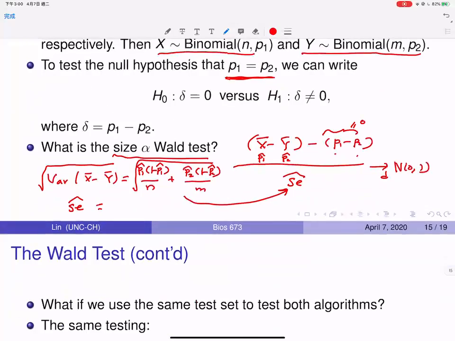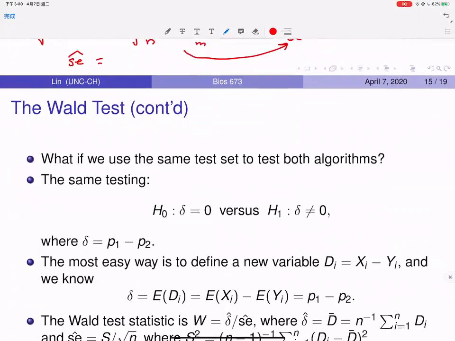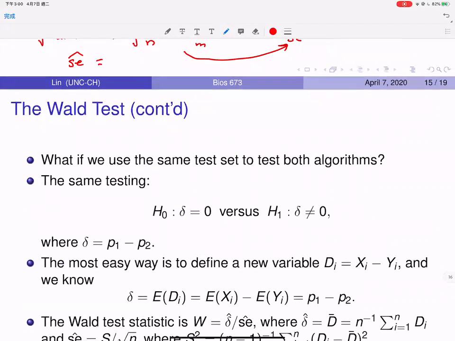So let me jump to what if you're testing on the same testing set. Okay, it's 3 o'clock right now. You're free to leave. I'm going to finish. Don't mind, that means finish.